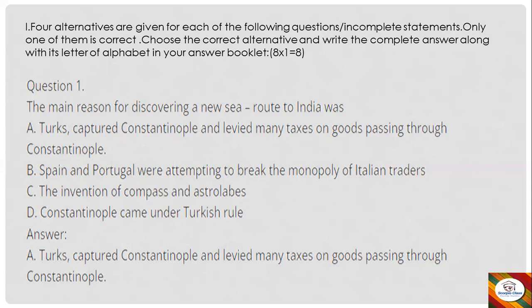The main reason for discovering a new sea route to India was dash. A. Turks captured Constantinople and levied many taxes on goods passing through Constantinople. B. Spain and Portugal were attempting to break the monopoly of Italian traders. C. The invention of compass and astrolabes. D. Constantinople came under Turkish rule. And the correct answer is option A. Turks captured Constantinople and levied many taxes on goods passing through Constantinople.